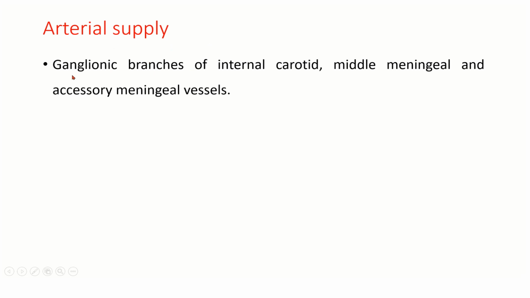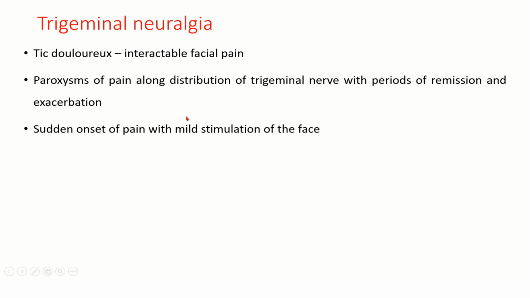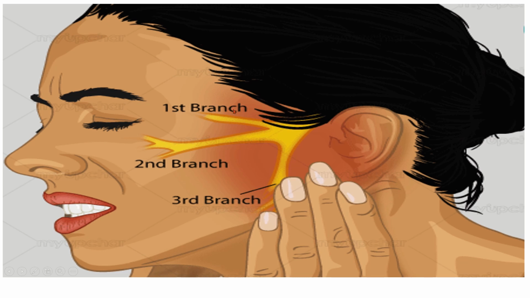So arterial supply is through the ganglionic branches of the internal carotid artery, middle meningeal artery and accessory meningeal vessels. So these three vessels are in surrounding relation to the trigeminal ganglion. So then the applied aspects: trigeminal neuralgia, otherwise called tic douloureux, which is the intractable facial pain. So how is it characterized? It is characterized by paroxysms of pain along distribution of trigeminal nerve with periods of remission and exacerbation. So pain will be sudden in onset with mild stimulation of the face. You can see ophthalmic, maxillary, mandibular divisions. Even mild touch can stimulate the pain.